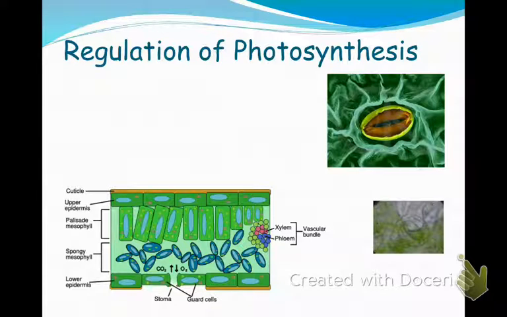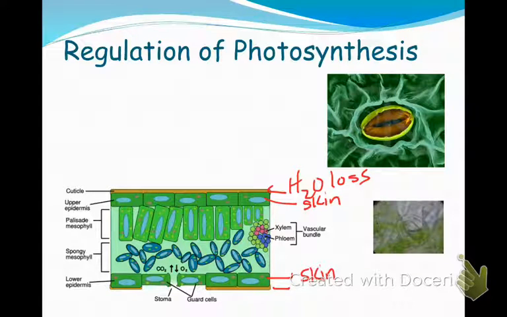Let's look here quickly at the structure of a leaf. You will see some of this on your quest tomorrow. Remember, we've got this upper cuticle layer and lower cuticle layer, which minimizes the water loss. Okay, it's going to be a waxy cuticle. Then we have an upper epidermis and a lower epidermis. This is just basically like the skin of the leaf, just like we have an epidermis.